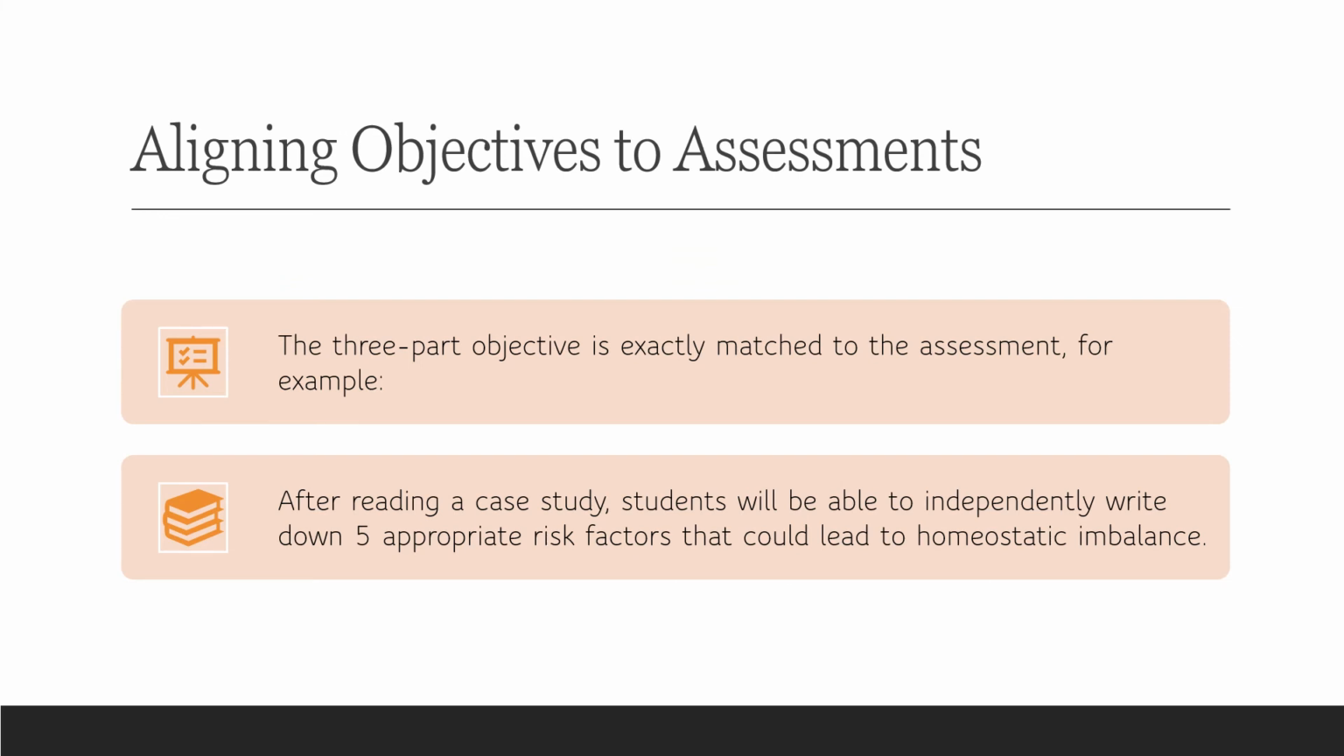One of the reasons why these 3-part objectives are so effective is that they help you align your objective perfectly to your assessment. So if you've done these 3 pieces, your assessment is done. So the 3-part objective is exactly matched to the assessment. For example, after reading a case study, students will be able to independently write down 5 appropriate risk factors that could lead to homeostatic imbalance. That's my assessment. So this process allows you to create your assessment and your objective all at the same time.